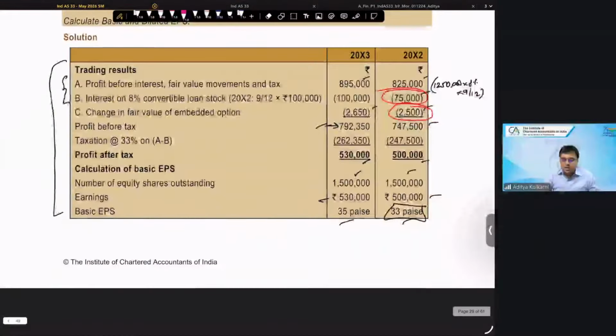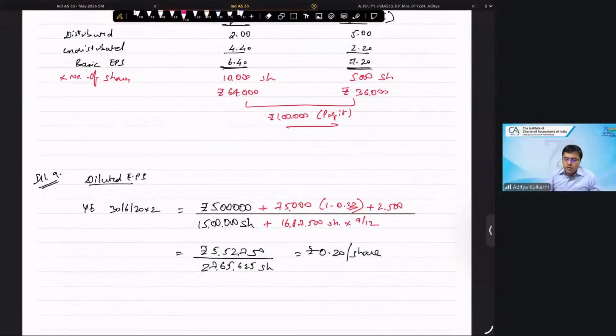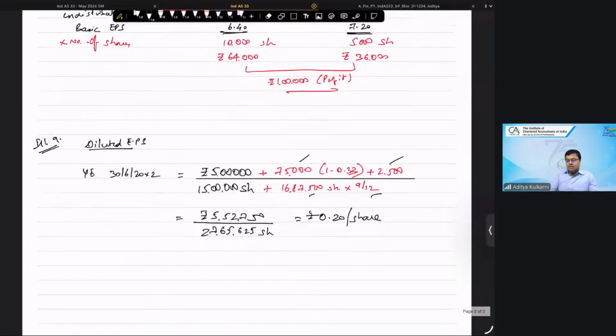You are covering in your solution, you are showing clearly 75,000 you have added. You are showing 2,500 you have added. You are showing 16,87,500 shares you are considering, but only for 9 months based on the number of months it is in issue. So I don't think that anything is left out for the examiner to deduct any marks in this particular case. Okay, sir. Thank you. So in that sense, it's totally fine. We can go ahead with this presentation.